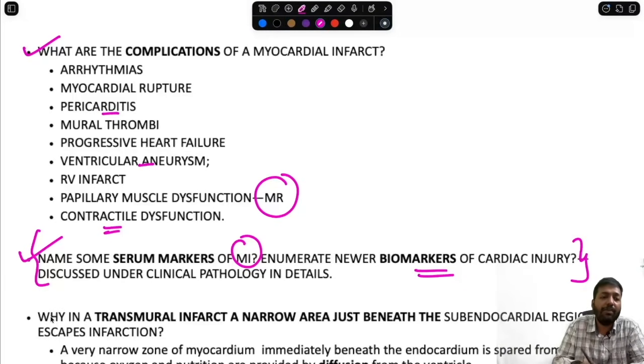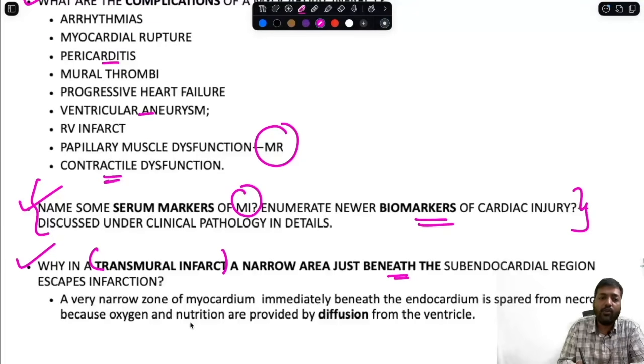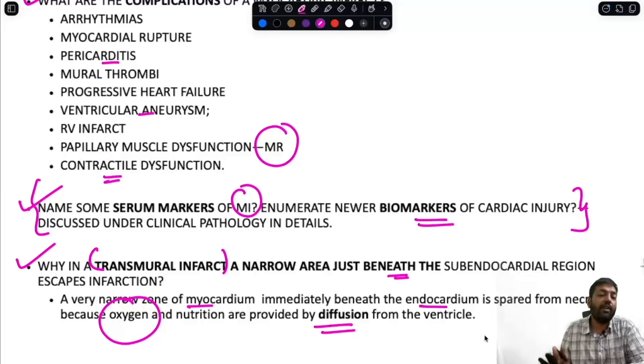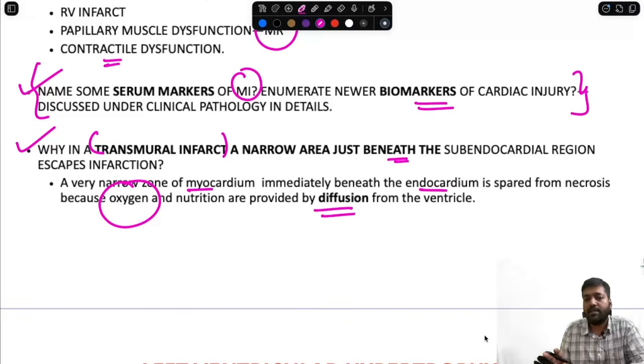Very important question. Now the next question is, why in a transmural infarct does a narrow area just beneath the subendocardial region escape infarction? The answer is, a very narrow zone of myocardium immediately beneath the endocardium is spared from necrosis because oxygen and nutrition are provided by diffusion from the ventricle. Okay, this is a very important question and everyone will be asked about this.